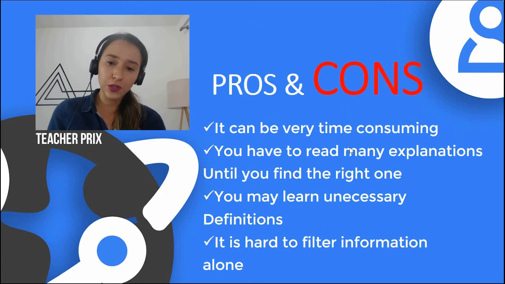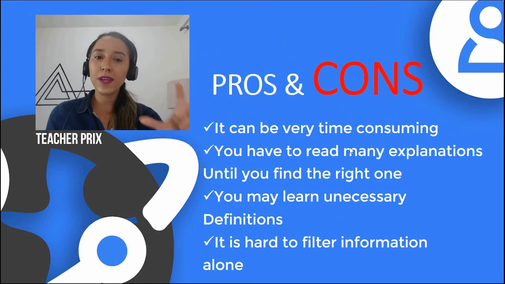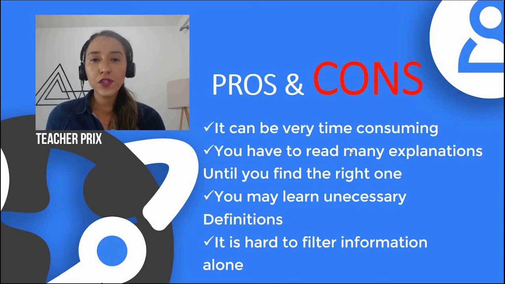Now, there are some cons too. This exercise can be very time consuming. That's why I recommend a short list, because it takes a lot of time and you need to adapt and adjust to this exercise. So until that happens, it'll take you some time to do it. You have to read too many explanations until you find the right one. And this can be a little frustrating for some people, but I always see this as an experience. You start reading a lot of explanations until you find the one that makes sense. And some people see this as a con. I see this as an opportunity to study more English.